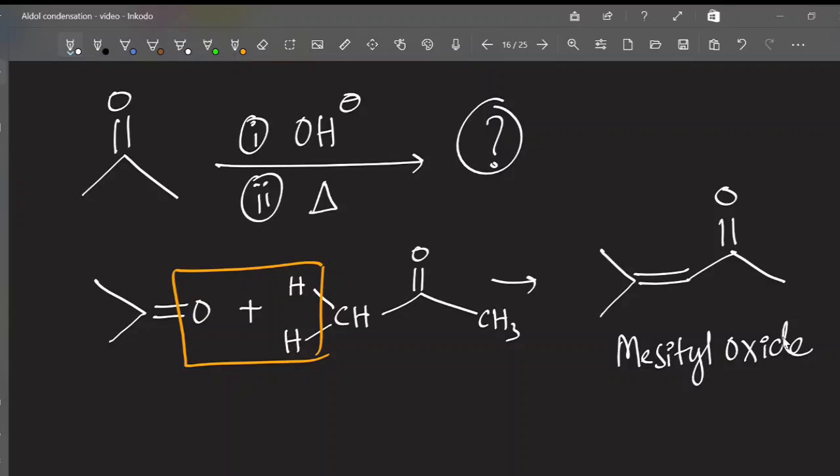The functional group must get the least number: 1, 2, 3, 4, 5. So 4-methylpent-3-en-2-one is the IUPAC name of mesityl oxide.